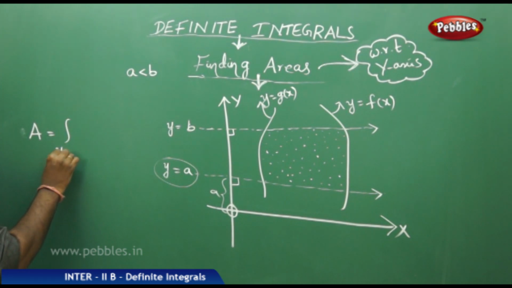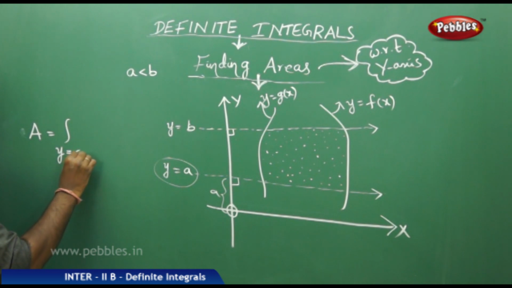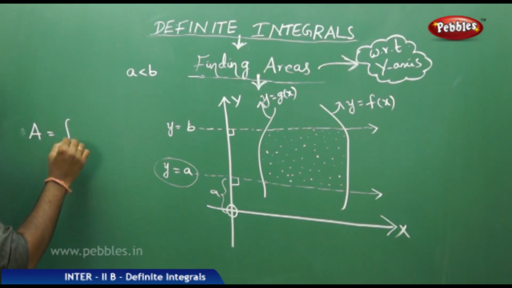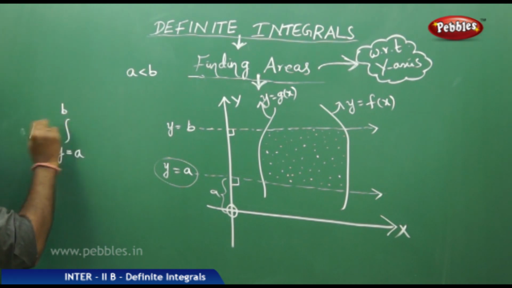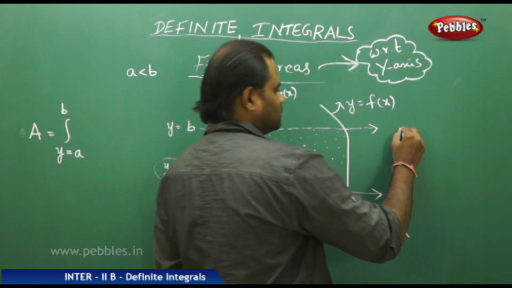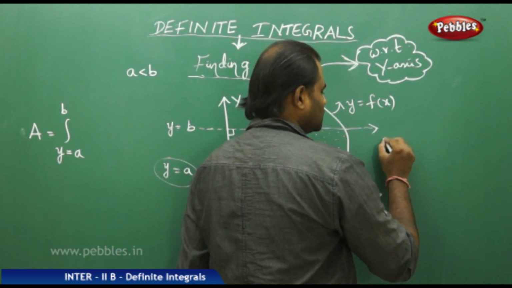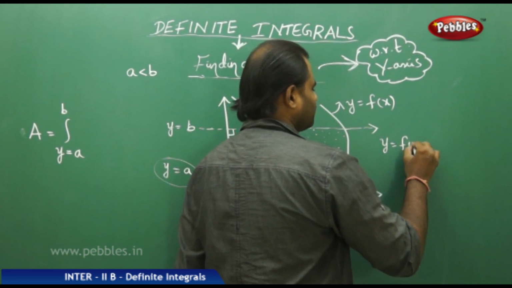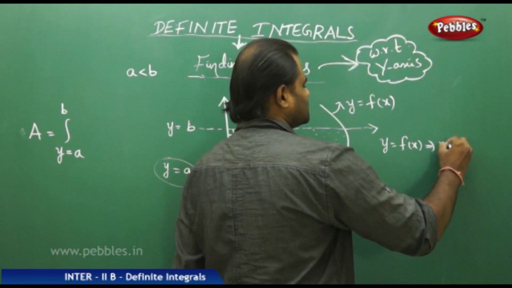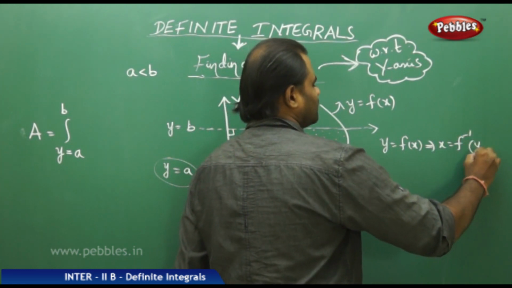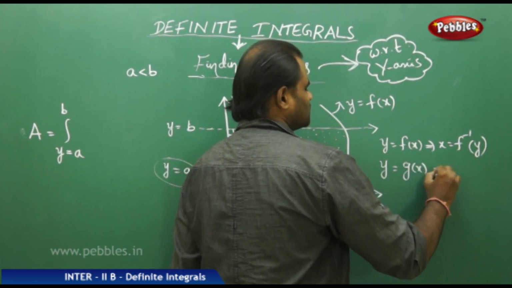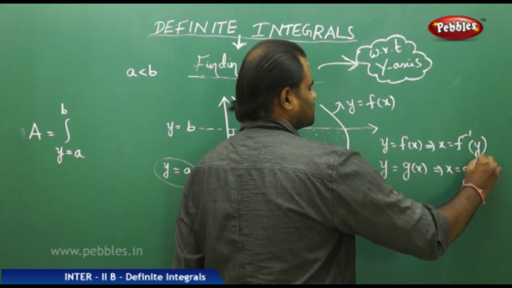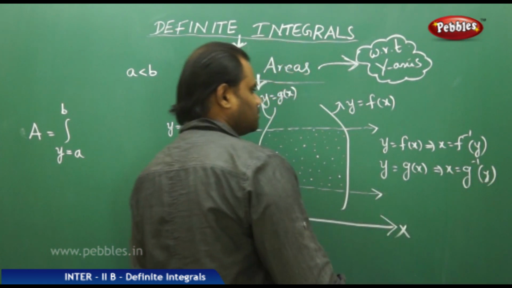integral, x changes to y. The lower limit of y is a and the upper limit is b. And when I have y equals f of x, it implies x is f inverse y, and y equals g of x implies x is g inverse y.